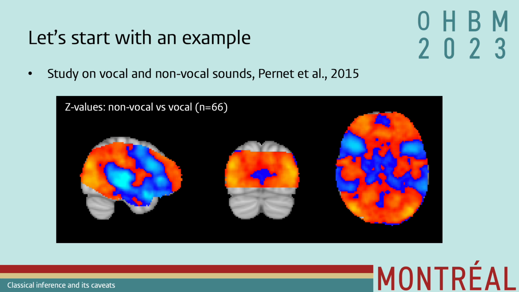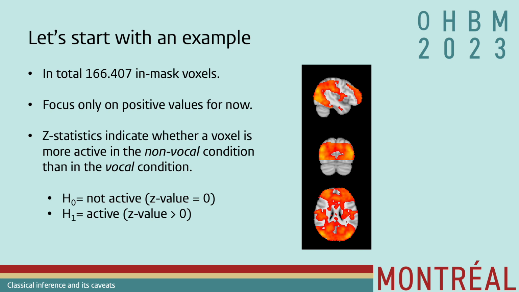You can see here in red and yellow the positive Z values, and in light blue and blue you can see the negative Z values. And the lighter the color is, so the more yellow or the more light blue it is, the higher the Z value is. And you can see a flurry of activity across the entire brain. In total, there were 407 in-masked voxels, meaning the voxels that are actually within the brain and were scanned for all participants.